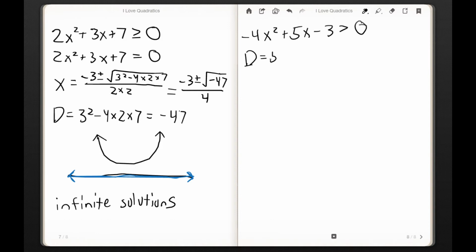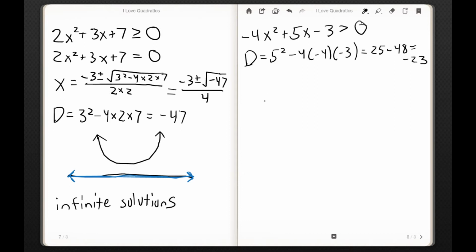So for b squared minus 4ac, we will get 25 minus 4 times 4 times 3, so minus 48. Again, I just counted up the negatives. When there's an odd number of negatives being multiplied, the final number is negative. And so here we get negative 23. A negative discriminant means there are no real roots.